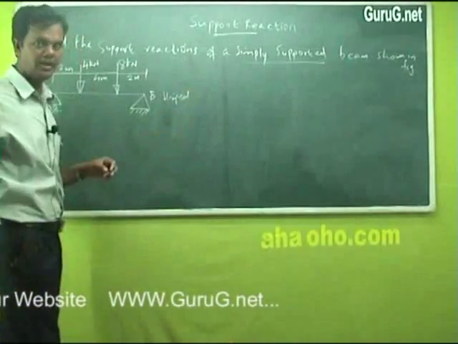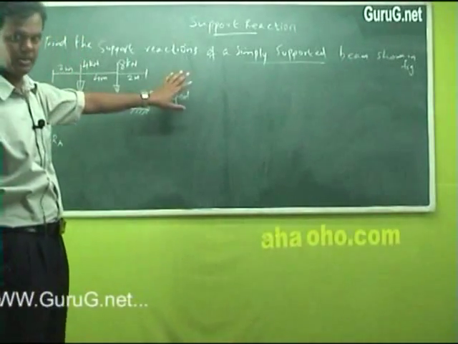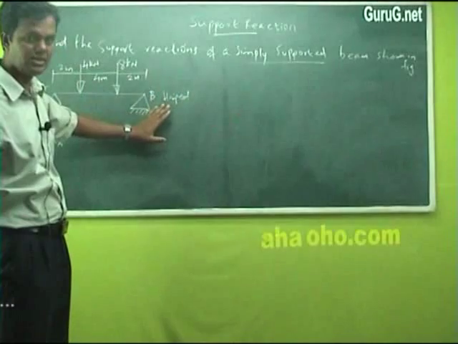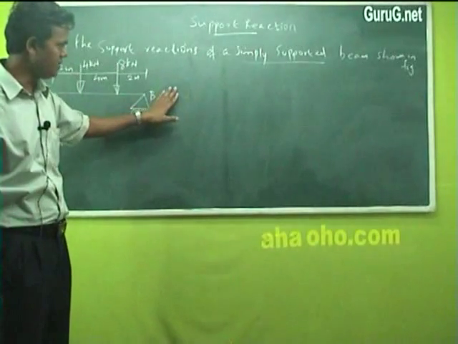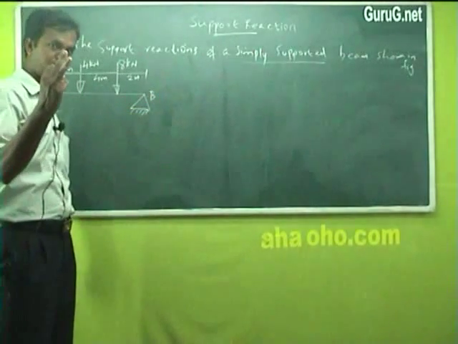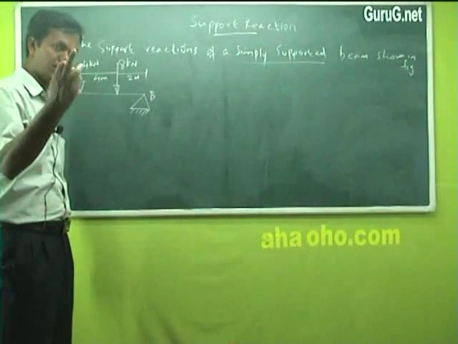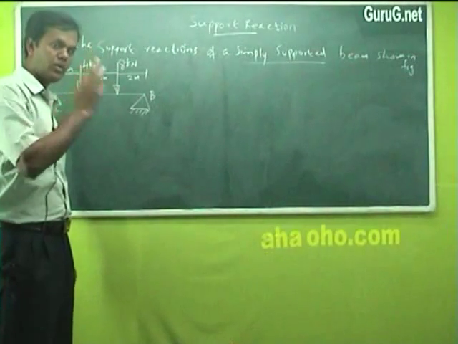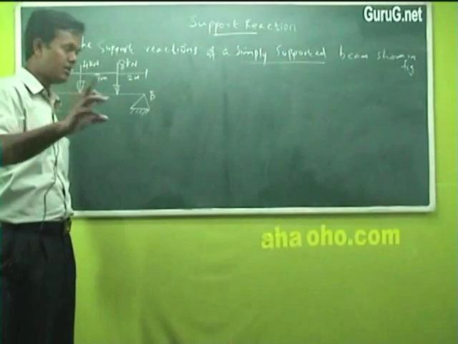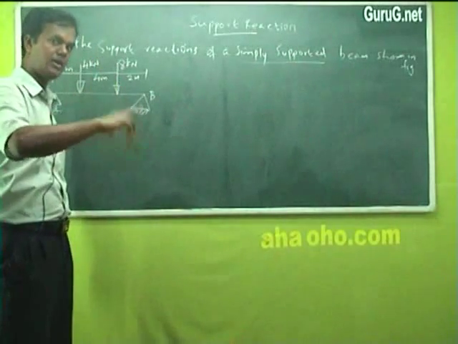This is for your identification. You need not write it here in the examination. Just to know, understand this hinge support. The hinged support will have two types of reactions, one vertical and one horizontal. That's very important to understand. Roller will have only one reaction, vertical. Hinge will have both horizontal and vertical.